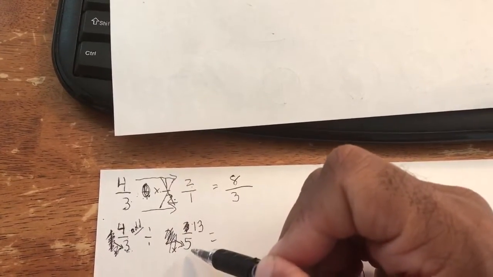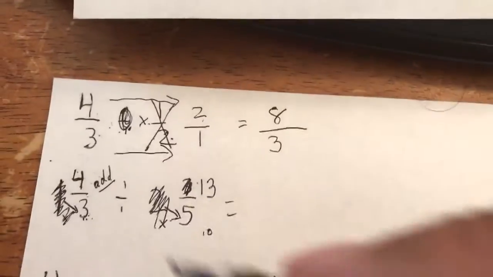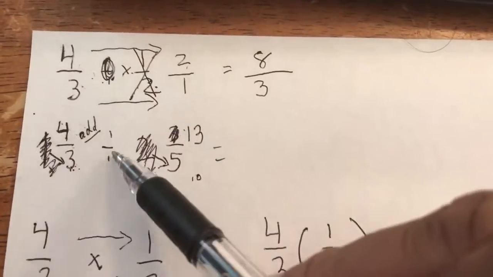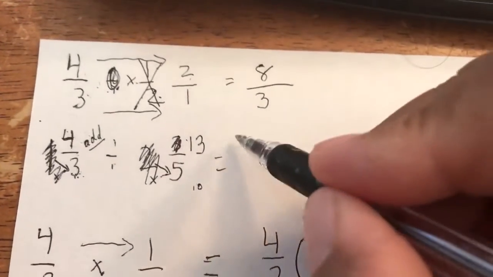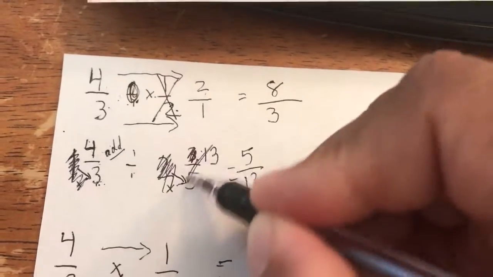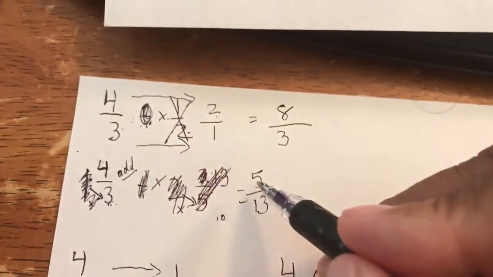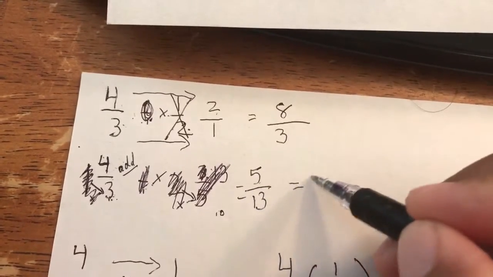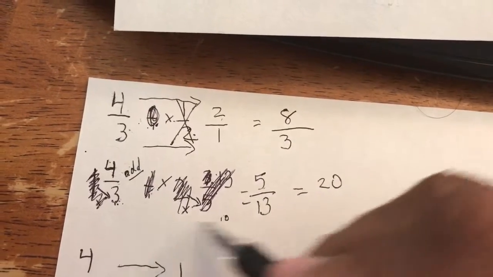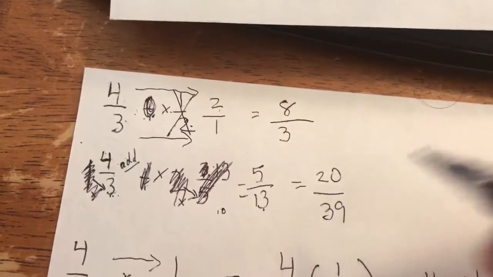And now how do we do the fraction? Remember, we changed division to multiplication by swapping the numbers. So we bring the 5 on the top and the 13 on the bottom. And now we're just multiplying. 4 times 5 is 20. 13 times 3 is 39. Let's go about this again.